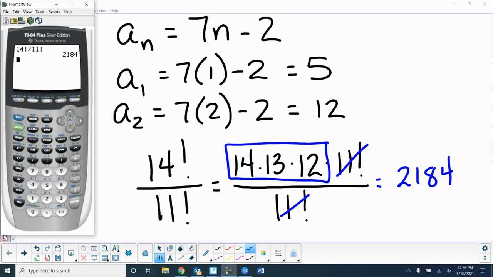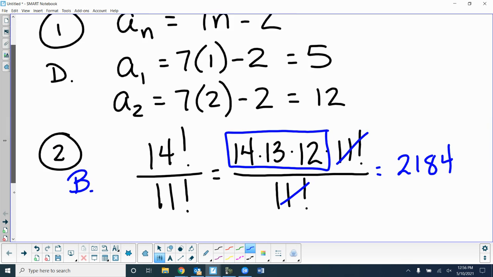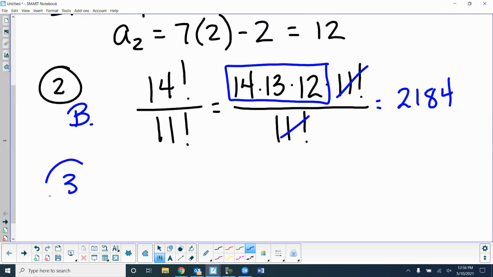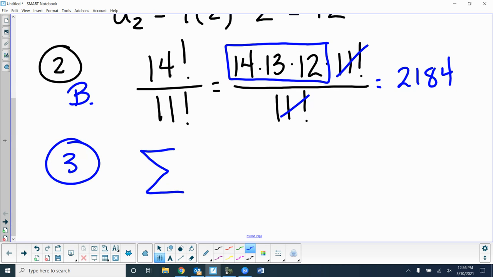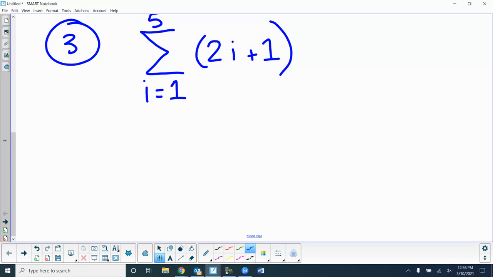All right. Number 3. It says find the sum. So this sigma notation also tells you have to find the sum. It says when i equals 1 to 5 of 2i plus 1. Okay? So you have to find all 5 answers and then remember to add them all up.